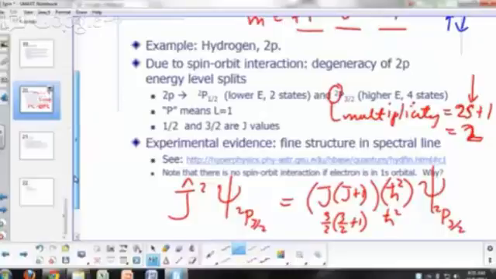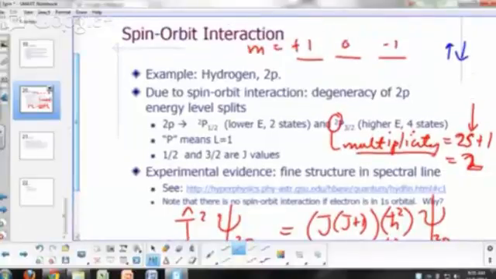What's 2 times 1/2 + 1? 2. Okay, so one way you can define multiplicity is to say that's the degeneracy because of spin. Because if S is 1/2, then M sub S can be either plus 1/2 or negative 1/2, right? So there's two ways that your total spin angular momentum can be oriented. It's either spin up or spin down since we only have one electron. So we say our multiplicity is 2.